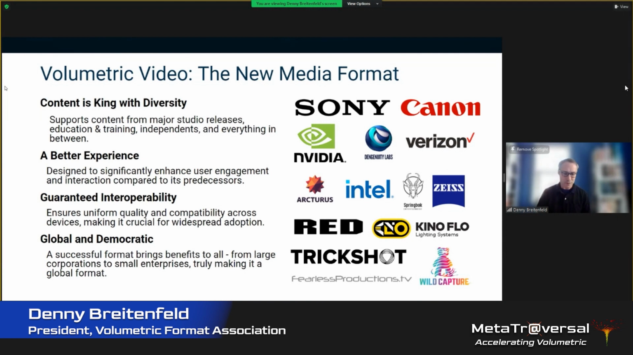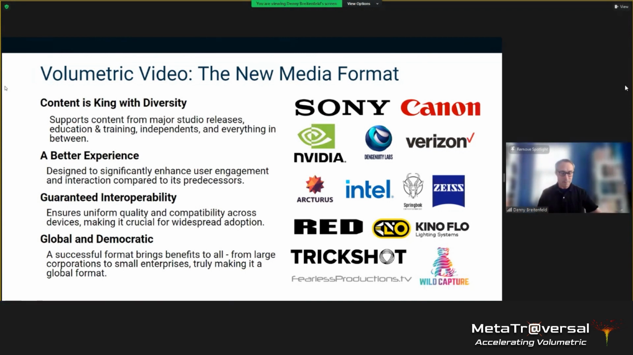About 2 years ago, the industry got together and looked at volumetric as a new media format. And what we looked at was, what is a media format? There are really 4 pillars, no matter whether it's volumetric, DVDs, or audio formats. These are the 4 pillars that make up a new format. And that is, content is king. I think we've heard that a billion times. Well, a diversity of content is absolutely king to a format.